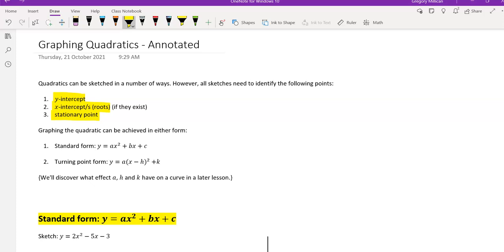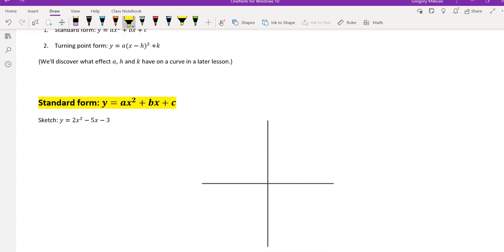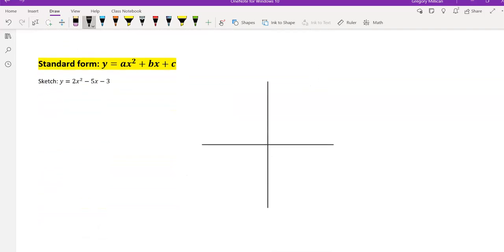So, how do we do that? Well, the process is exactly the same in most cases as it was for the linear function. All right, so we're going to identify the three different areas. So here's an example. Sketch the graph of y equals 2x squared minus 5x minus 3. So we're going to identify three different components of this graph. The first one is our y-intercept.